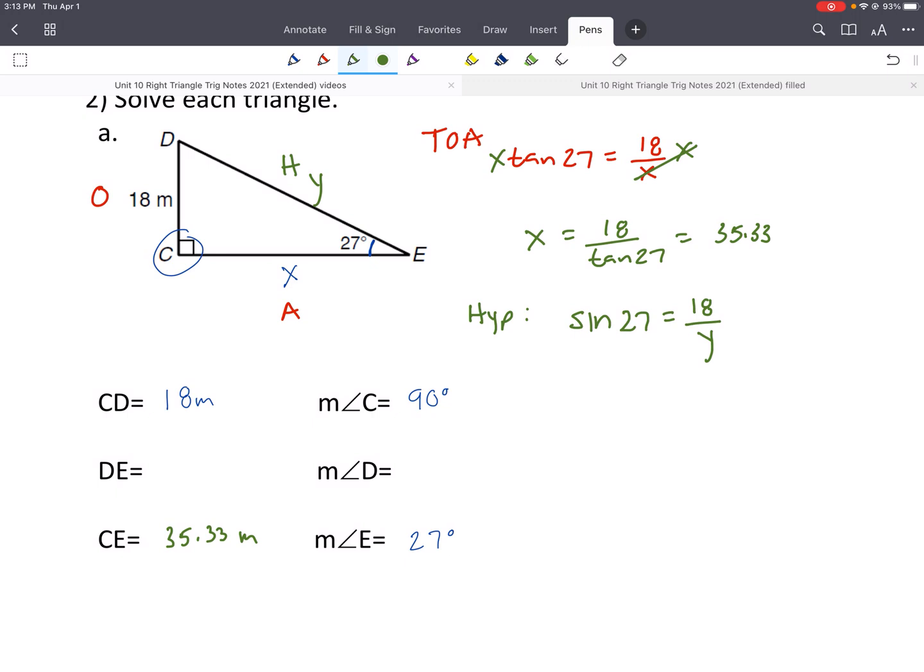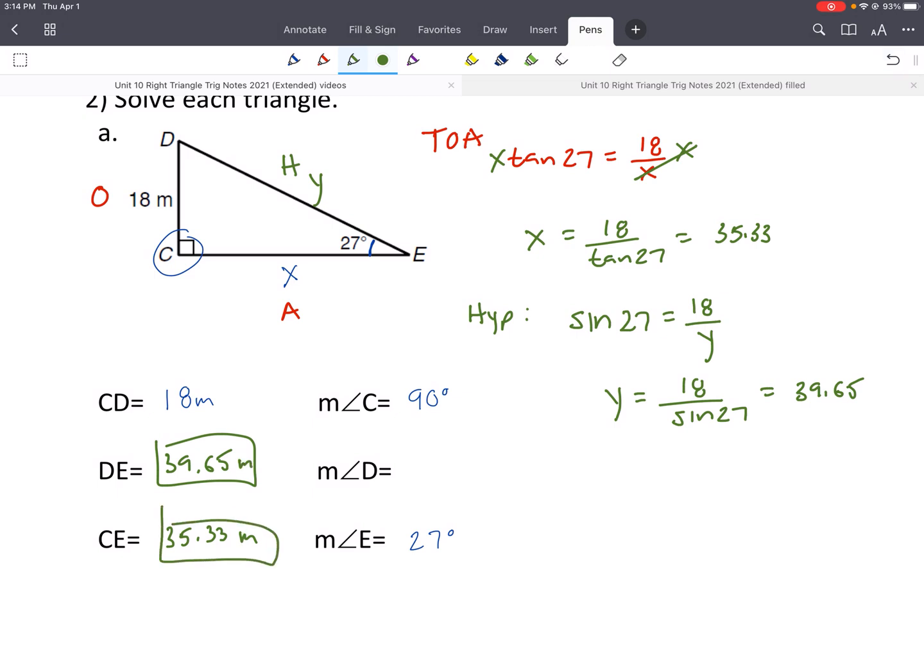Again, we need to solve for y. We'll do it the same sort of way, and we'll end up getting y equals 18 over sine of 27. And that will give us 39.65. So we found those two sides that are missing. Maybe I'll write those down on the sides. We figured out 39.65 meters, and we figured out that this is 35.33 meters.